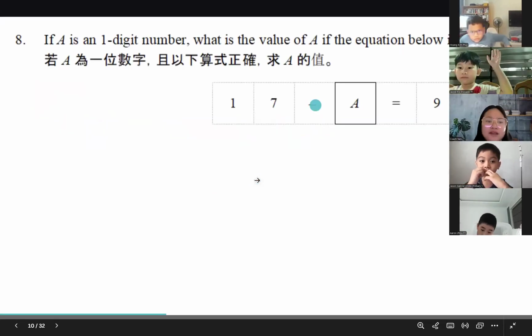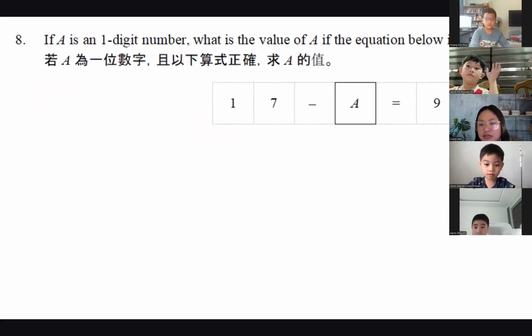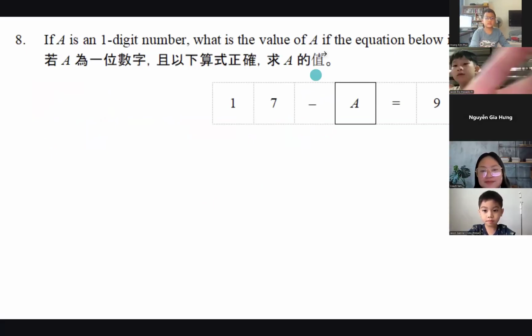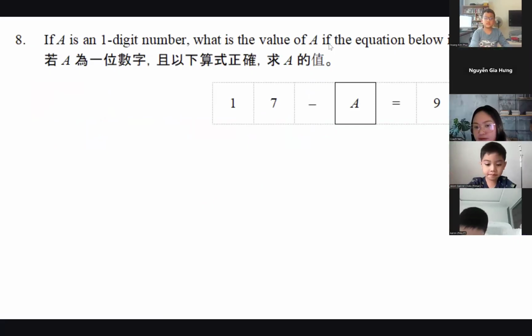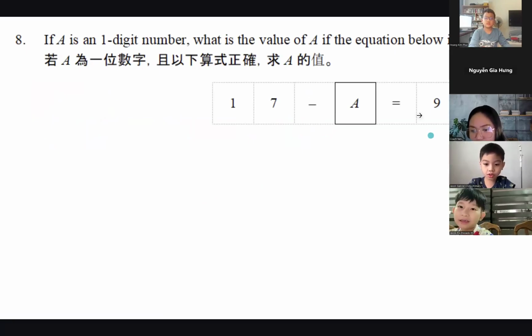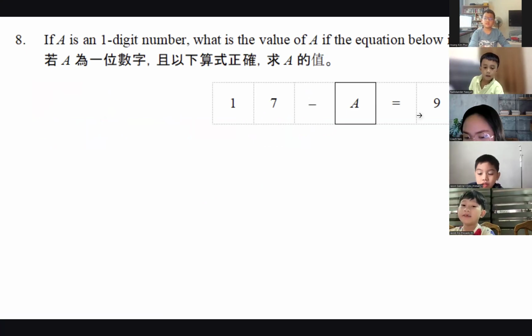Okay. 1, A is a one-digit number. What is the value of A if the equation below is correct? Jacob, you have a question? Yeah. How is this allowed in this question? Is it for example like that? So the answer is A.